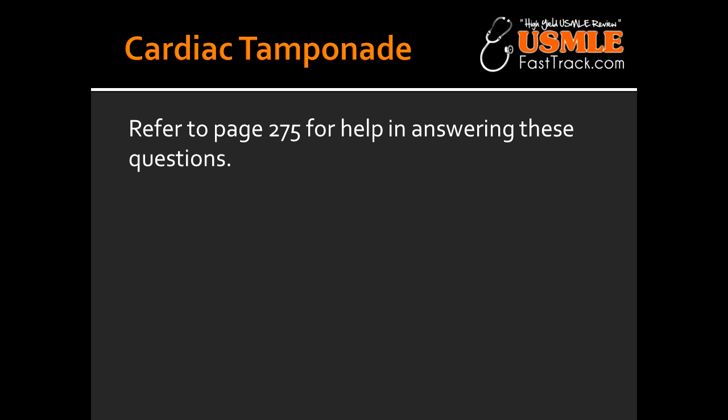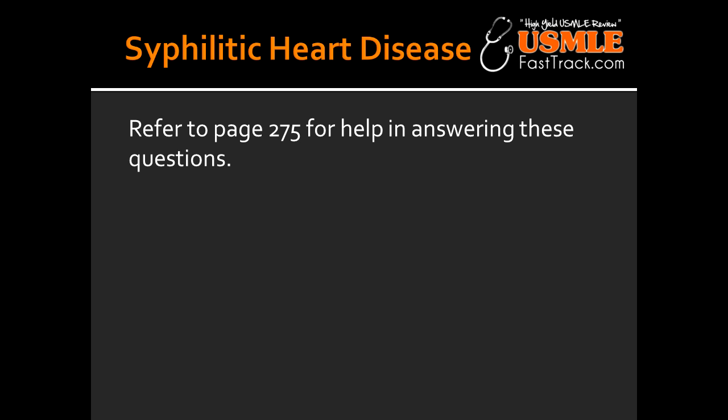What is pulsus paradoxus? Pulsus paradoxus is a decrease in the amplitude of systolic blood pressure by greater than or equal to 10 mmHg during inspiration. What are some of the conditions in which you would see pulsus paradoxus? Some of the conditions include severe cardiac tamponade, asthma, obstructive sleep apnea, pericarditis, and croup.